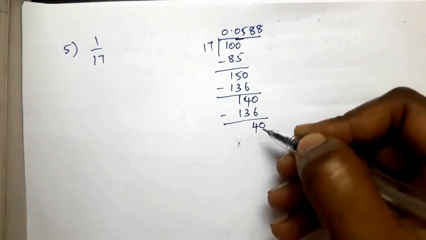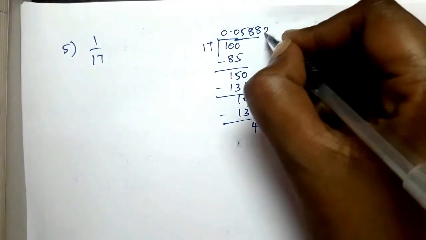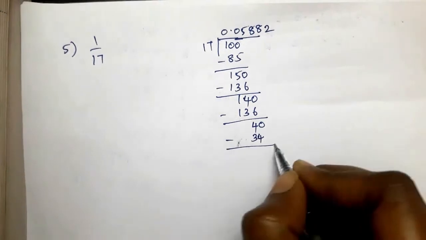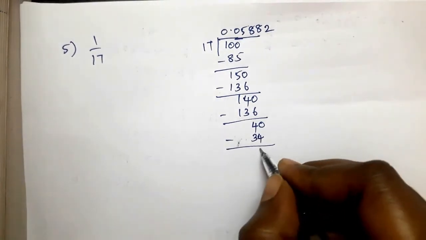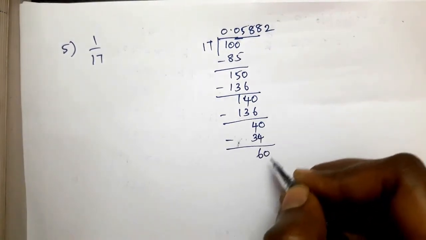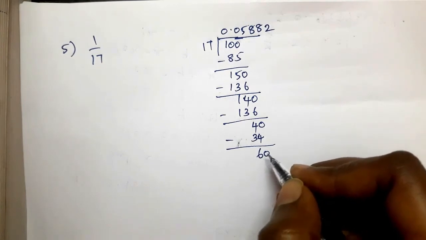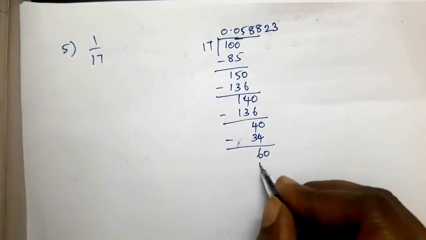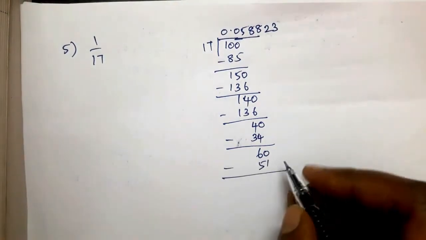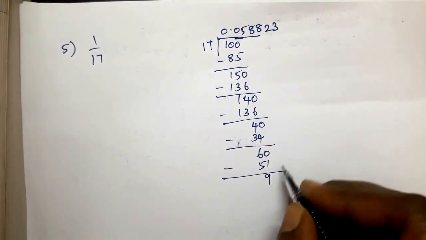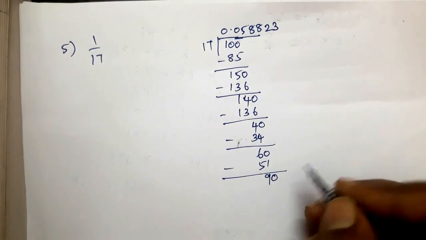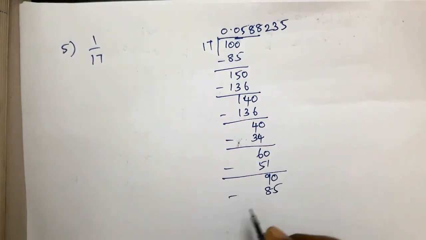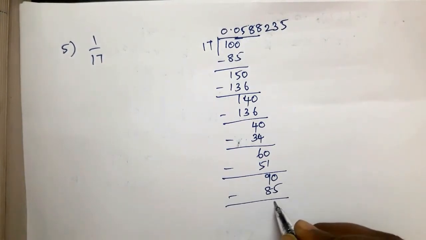Add one more 0 again. Now in 40, 2 17s are possible. So 2 17s are 34. Do the subtraction here, we should get 6. Again add one more 0. Now in 60, 3 times is possible. So 3 17s are 51. Do the subtraction, we should get 9. Add one more 0. Now in 90, 5 times is possible. So 5 17s are 85. Do the subtraction, we should get 5.